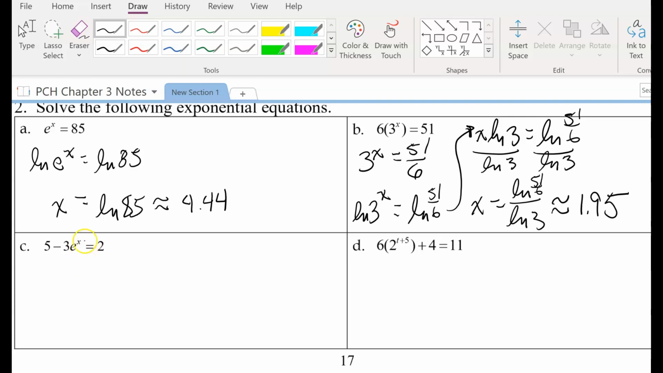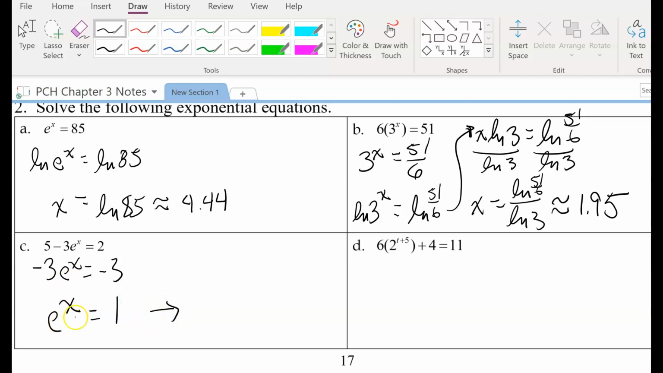Solving for x. Again, when we're solving these, same process as solving for x always. We're trying to isolate x. So the first step is to subtract 5 from both sides. So I have negative 3 e to the x is equal to negative 3. I'll divide both sides by negative 3. So I have e to the x is equal to 1.